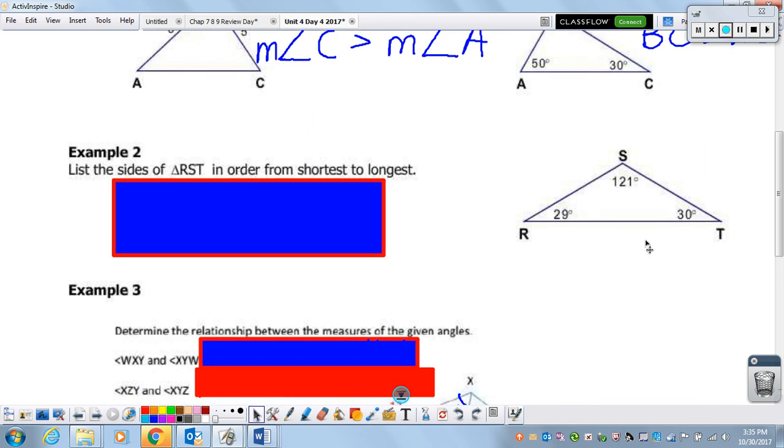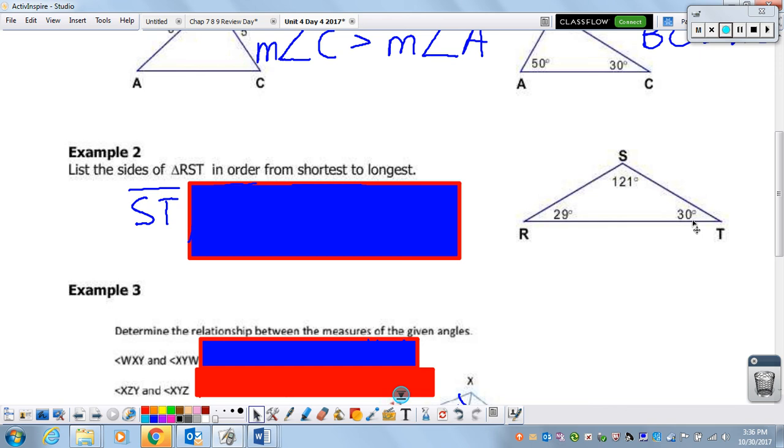So if we had a triangle like this, where we have three angles, sometimes we won't have all three, sometimes you'll have two and have to solve for the third. But here we have all three. It asks us to list the sides of triangle RST in order from shortest to longest. The smallest angle in this triangle is angle R, which is 29 degrees. If you cover up angle R, the only side that you can see all of is side ST. So since that's the smallest angle, that must be the shortest side.